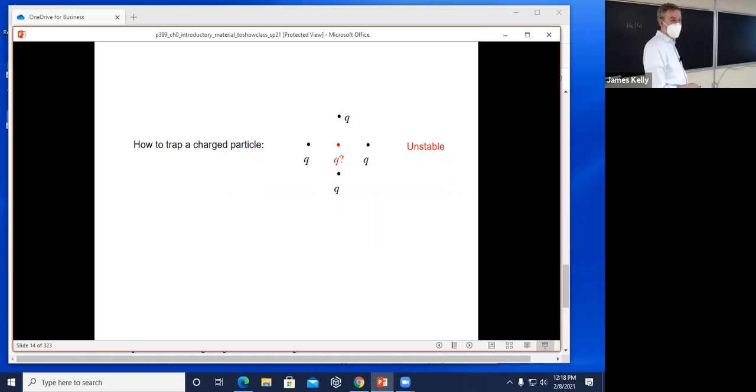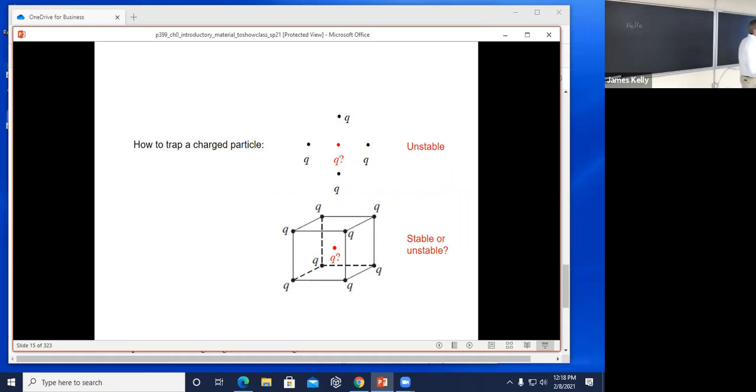Okay, but we've only got 3 dimensions. So what about this situation? I've made a cube of positive charges, so 8 positive charges, and I put a charge at the very geometric center of the cube, same sign. Stable or unstable?